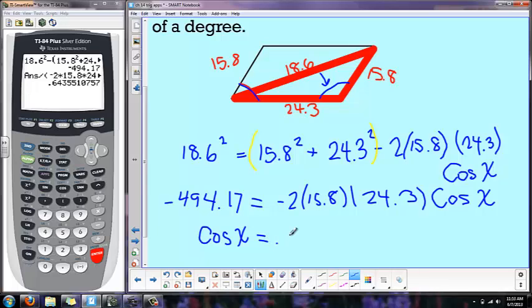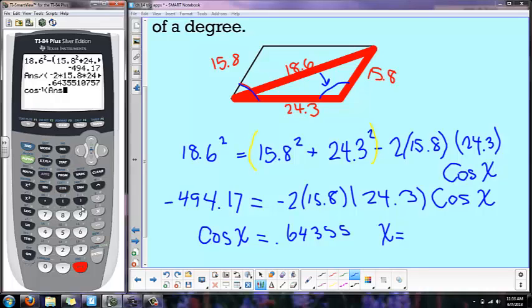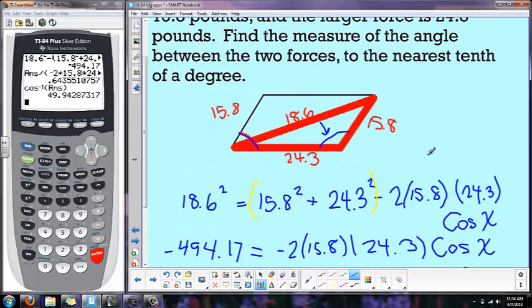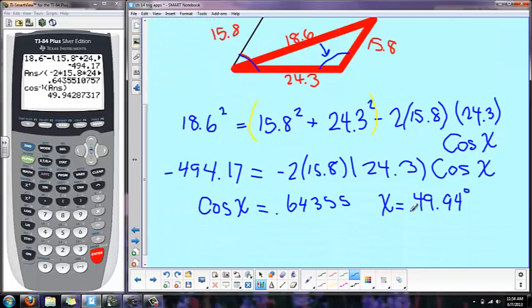So cosine of x is equal to negative 0.64355. I don't really care what cosine of x is. I want to know what angle x is. So I'm going to do second cosine, second answer to figure out what the angle is. And that is 49.94 degrees. And it wants it to the nearest tenth of a degree. So this angle is 49.9.